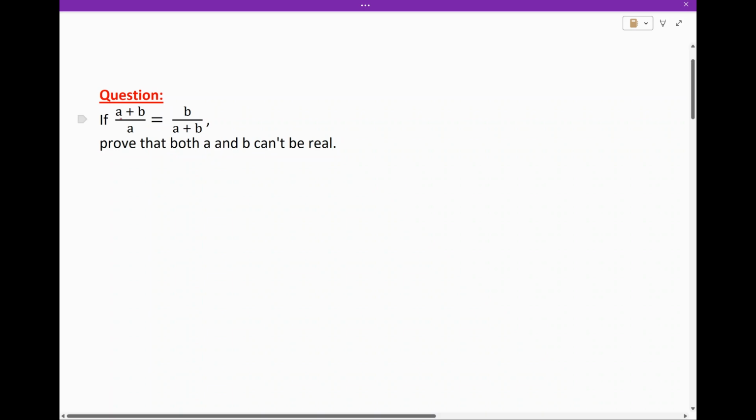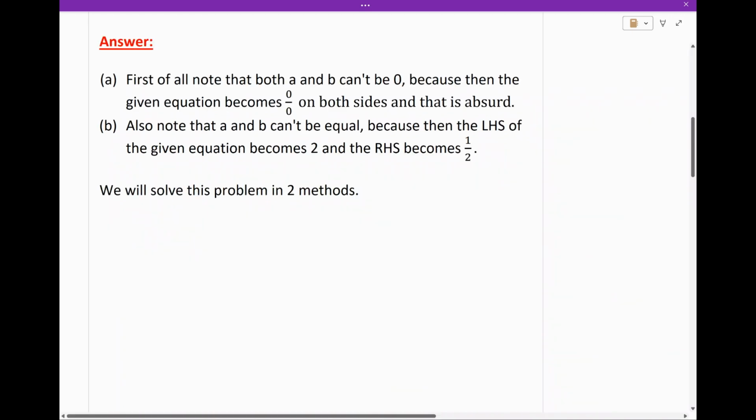If (a plus b) divided by a is equal to b divided by (a plus b), then prove that both a and b cannot be real. First, note that both a and b cannot be 0, because then the given equation becomes 0 by 0 on both sides, and that is absurd.